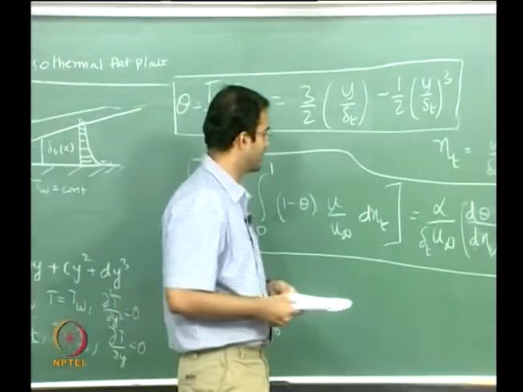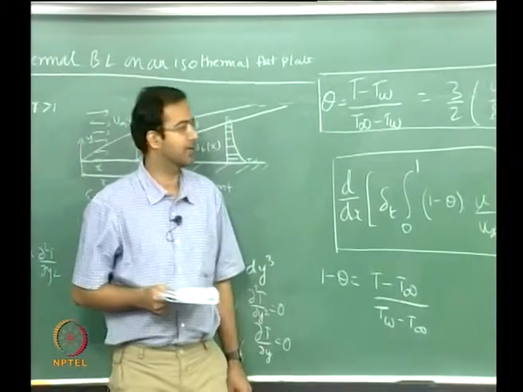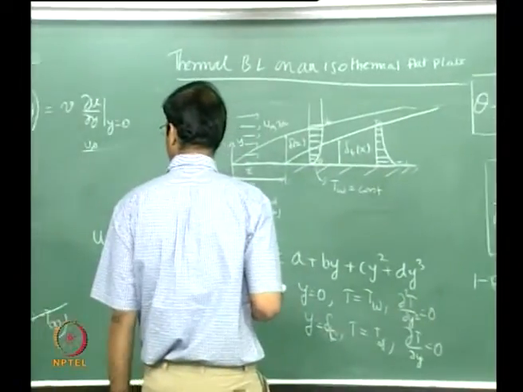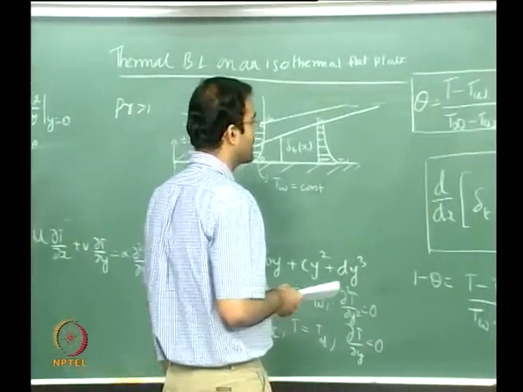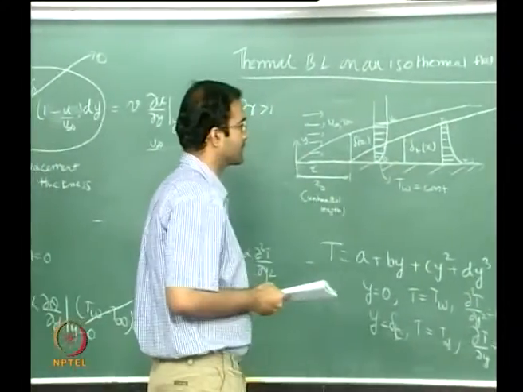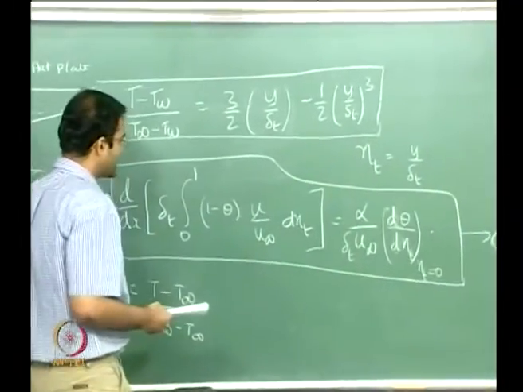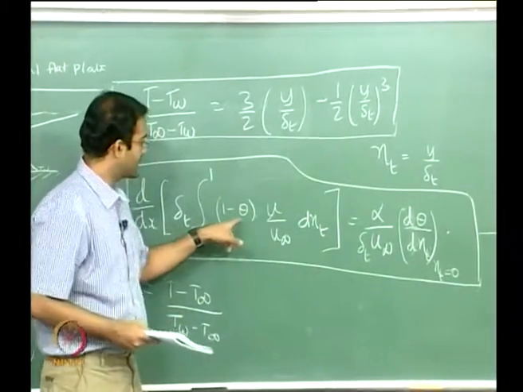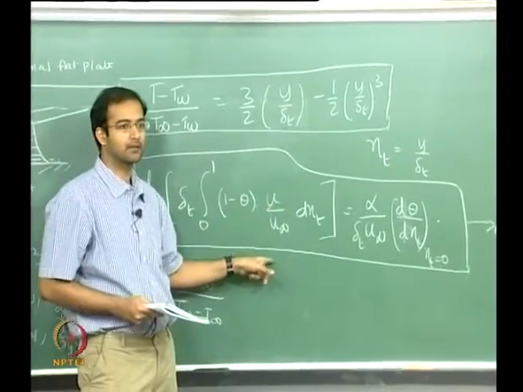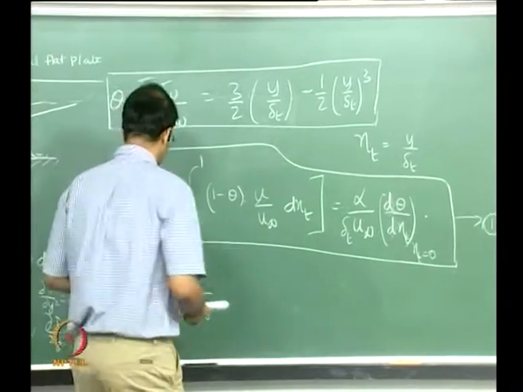Any doubts? I hope everything is clear. So if you have any doubts, please let me know. I am going a little bit fast, assuming that you could follow. All right. So this is the final expression, because we have the profile in terms of theta and also u by u infinity. So therefore we can directly substitute that into this expression.